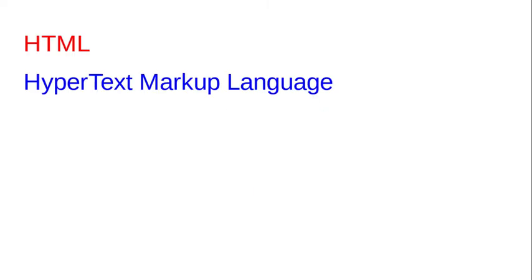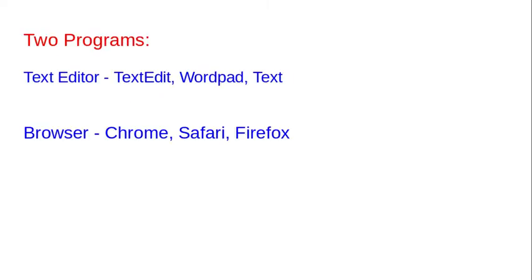HTML is hypertext markup language. This is the code that web designers use to make websites. There are only two programs required to create a web page. One is a text editor, and the other is a web browser. Technically, you only need the text editor to create a web page, but to view it, you need a web browser. So we're going with two required programs.